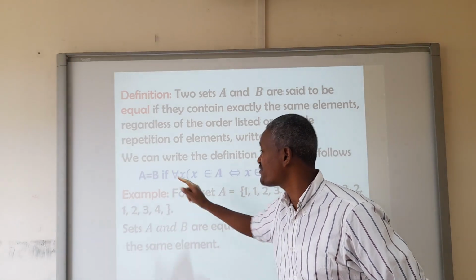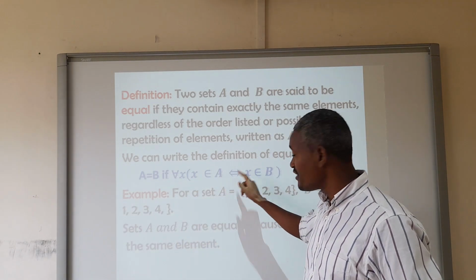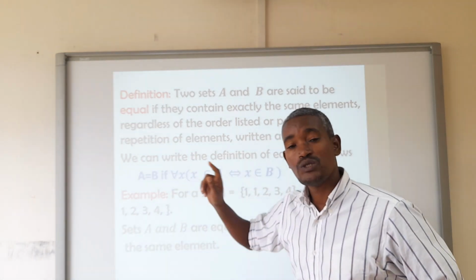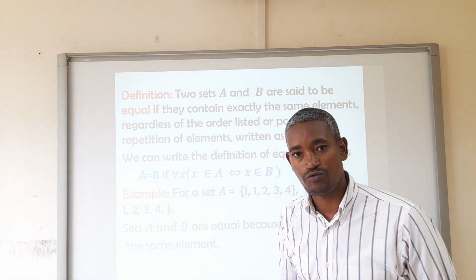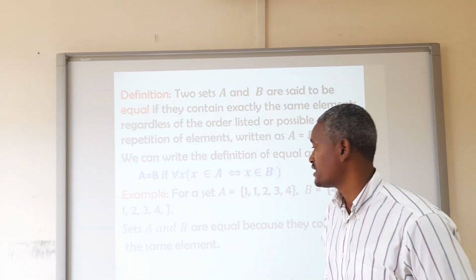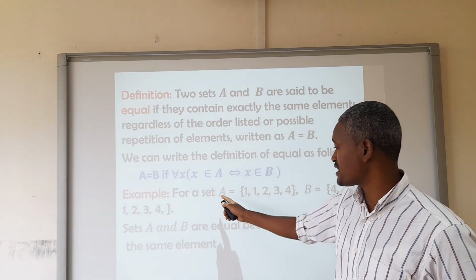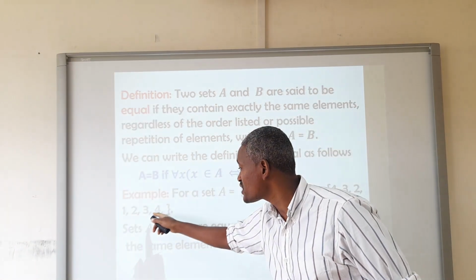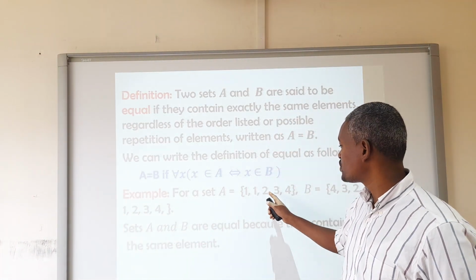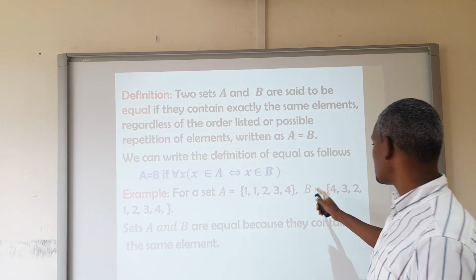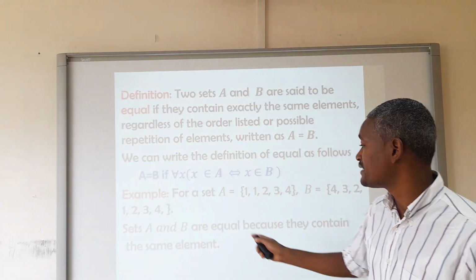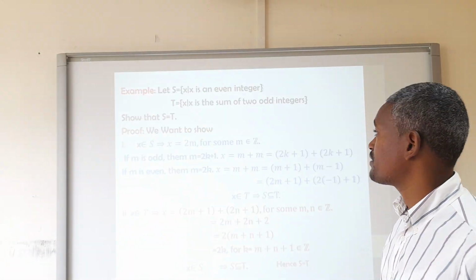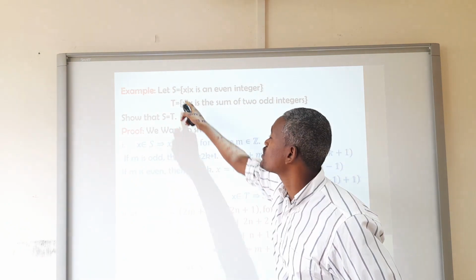Mathematically, we can write it this way: A is equal to B if and only if A is a subset of B and B is a subset of A, and vice versa. For example, for set A = {1, 2, 3, 4} and set B = {4, 3, 2, 1, 2, 3, 4}, set A contains 1, 2, 3, 4 and set B contains 1, 2, 3, 4. So set A and set B are equal sets because they contain the same elements.